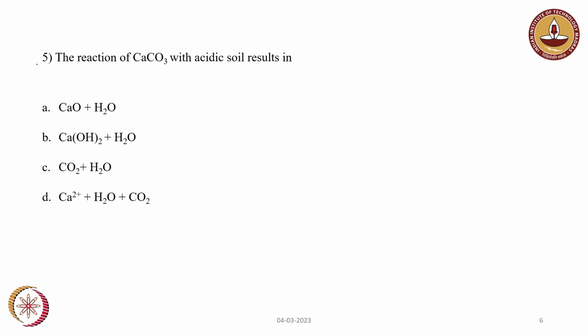Next question: the reaction of calcium carbonate with acidic soil results in? Option A is calcium oxide and water, B is calcium hydroxide and water, C is carbon dioxide and water, and option D is calcium ion, water and CO2.